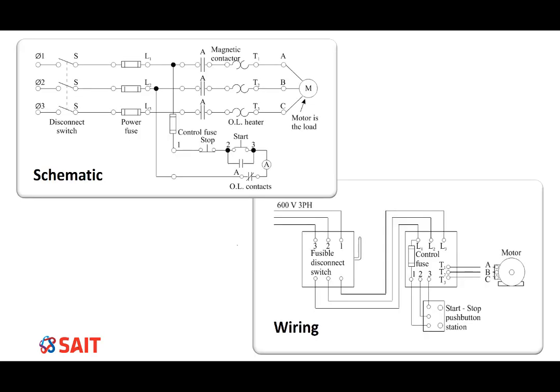The schematic and wiring diagram shown are of a non-reversing full voltage motor starter. To illustrate the difference between the schematic and wiring diagrams, let's look at the fusible disconnect switch in the wiring diagram. We can see how it is wired and what the physical equipment looks like. The schematic shows us the components that make up the disconnect switch, as well as how they are interconnected with one another.